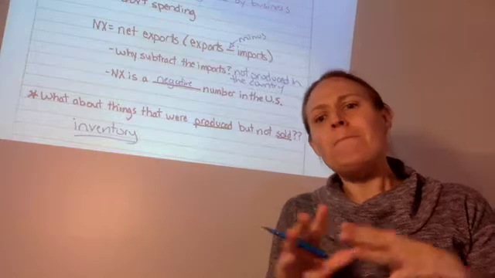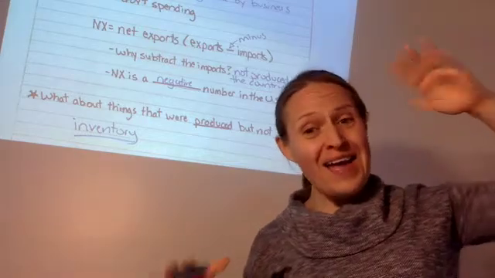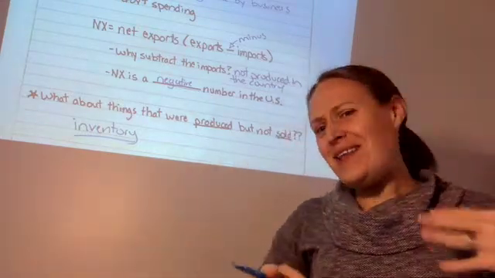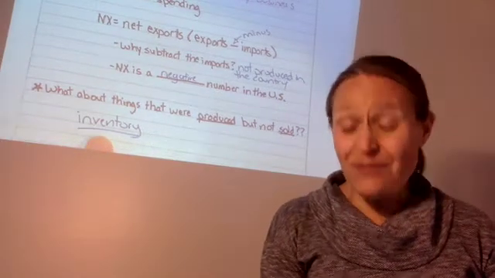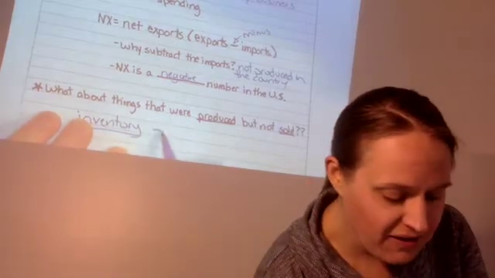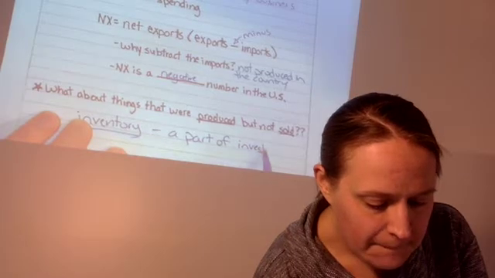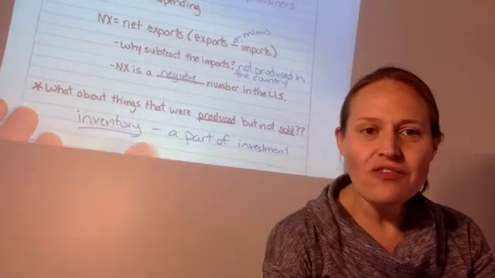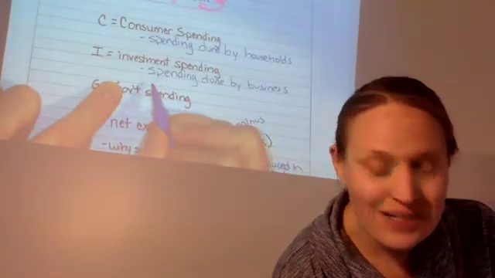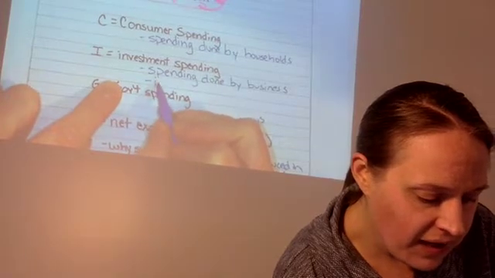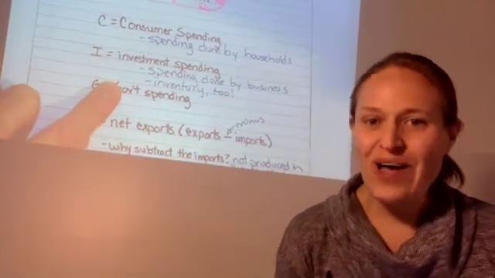So what if somebody made some products and they priced them too high, not enough people wanted to buy them, they never got bought that year? Well, they would go into a company's inventory, and inventory is considered to be a part of investment. And so therefore, inventory is a part of investment spending. So investment spending is not just spending done by businesses, but it's also inventory.